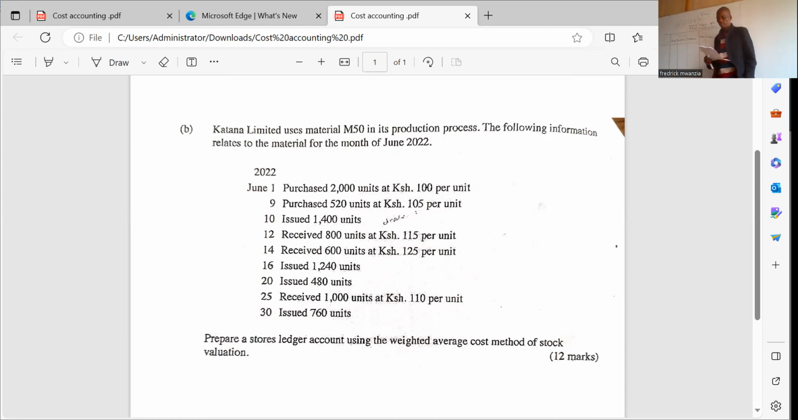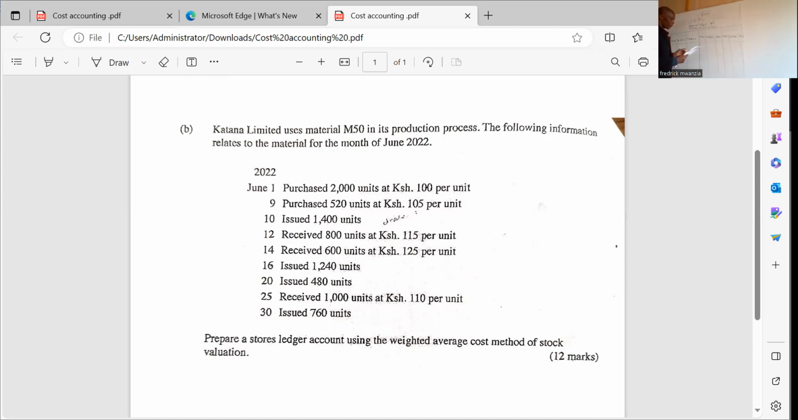So we have been told Katana Limited uses material M50 in its production process. The following information relates to the material for the month of June 2022. So we have examples in that month. June 1st, purchase that many units. June 2nd, June 9th, purchase that. Essentially, you record them the way those events are happening.